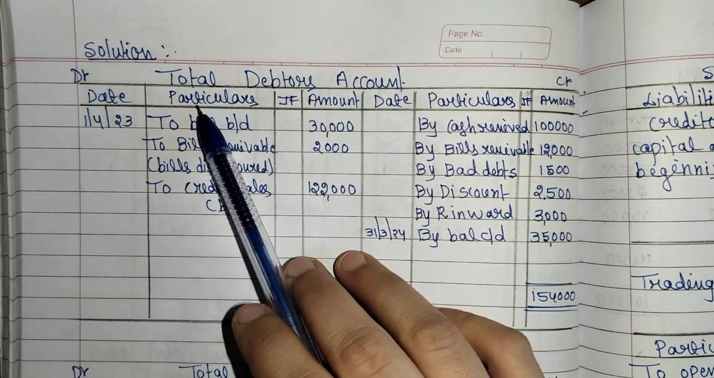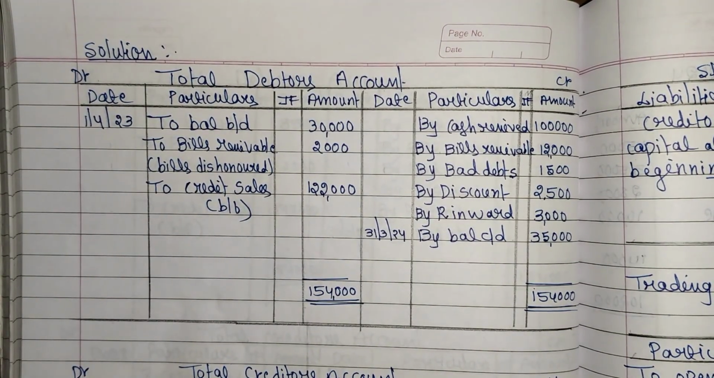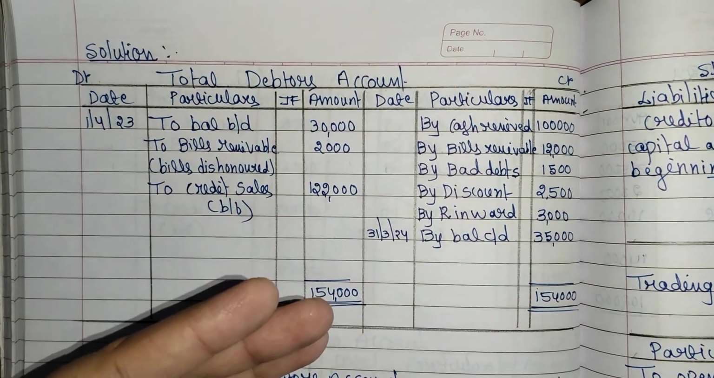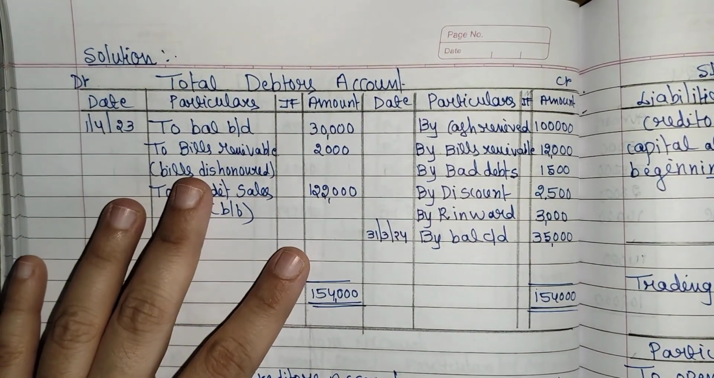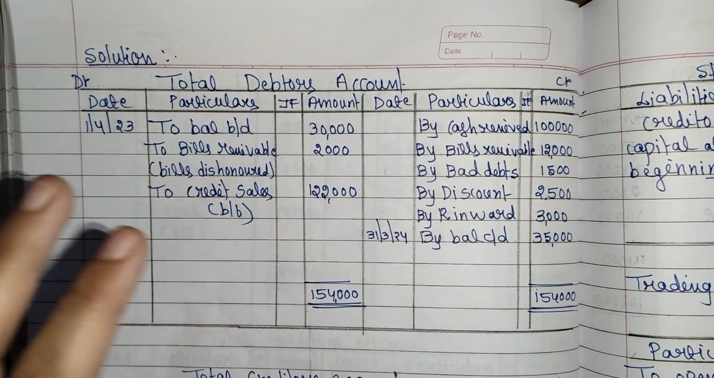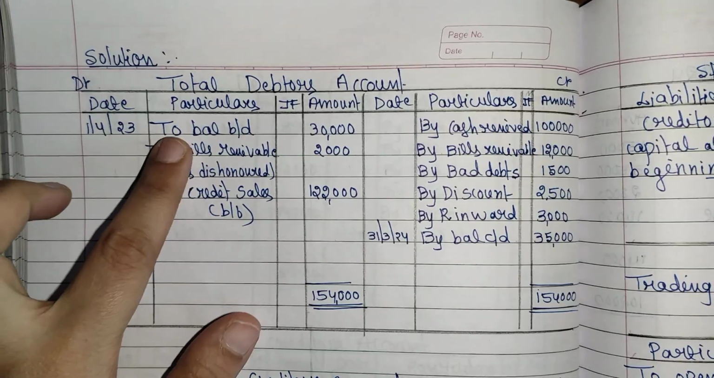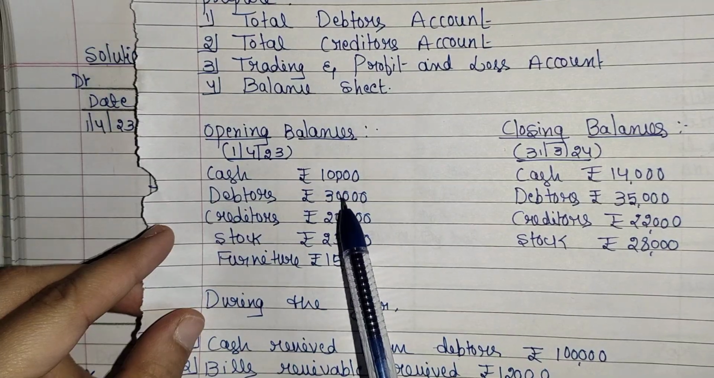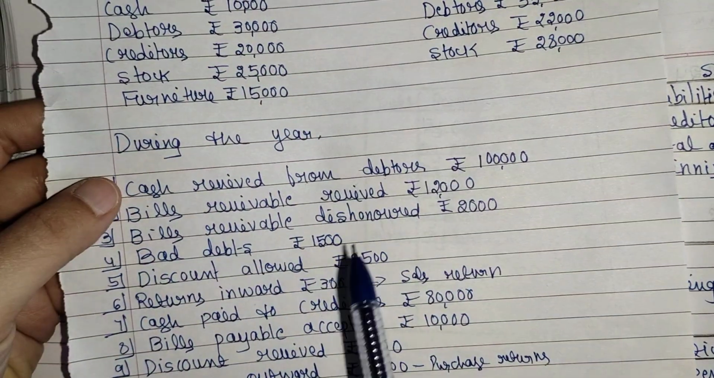So this is the format of debtors account. First in that, what we have to write down? To balance brought down. To balance brought down means these are the customers who already owe money to the business. Amount receivable from the customers at the beginning of the year. Clear? Debtors account, we have to start with to balance brought down, and creditors account by balance brought down. Clear? So to balance brought down, how much debtors account opening balances? That is rupees 30,000. So write down rupees 30,000. Clear? Now let's see the other details.